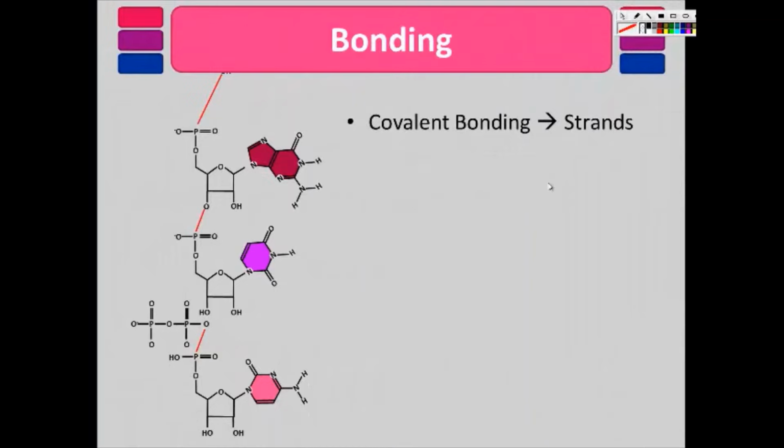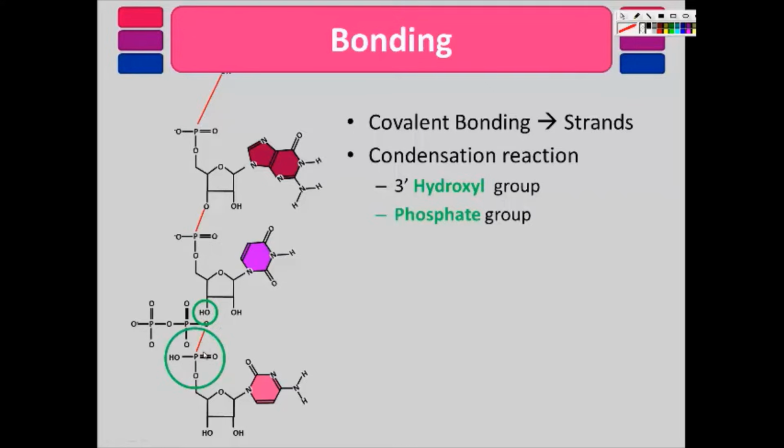Covalent bonds form in a condensation reaction between nucleotides when a 3' hydroxyl group from a sugar reacts with a 5' phosphate group from another nucleotide. The new covalent bond is called a phosphodiester bond. Water and the phosphate ion are released.